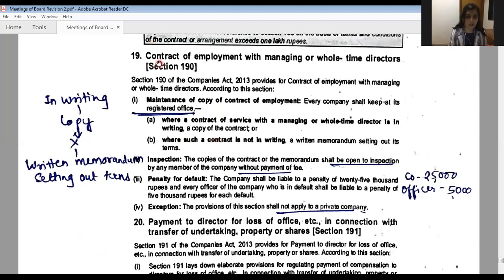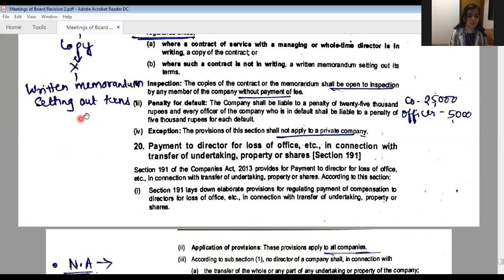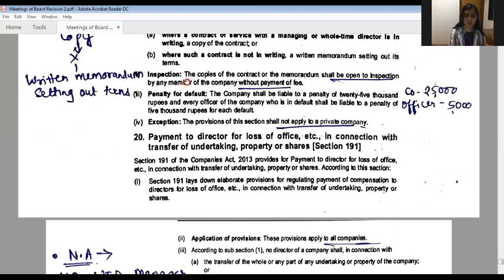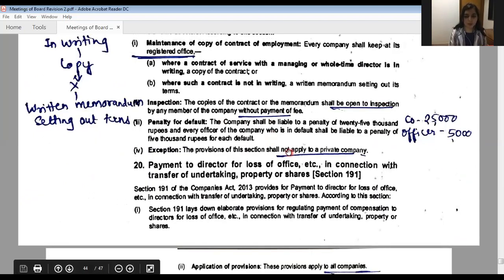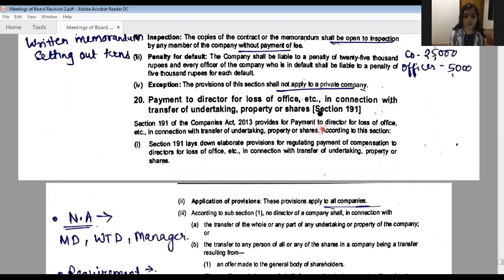Then the next is section 190, contract of employment with managing or whole-time director. A copy of the contract of employment shall be kept at the registered office. It shall be in writing, and if the copy is not available in writing, then a written memorandum setting out the terms shall be available. Then inspection of this contract shall be open without payment of fees, and in case of default the company shall be liable to a penalty of rupees 25,000 and the officer to 5,000. This provision is not applicable to a private company.